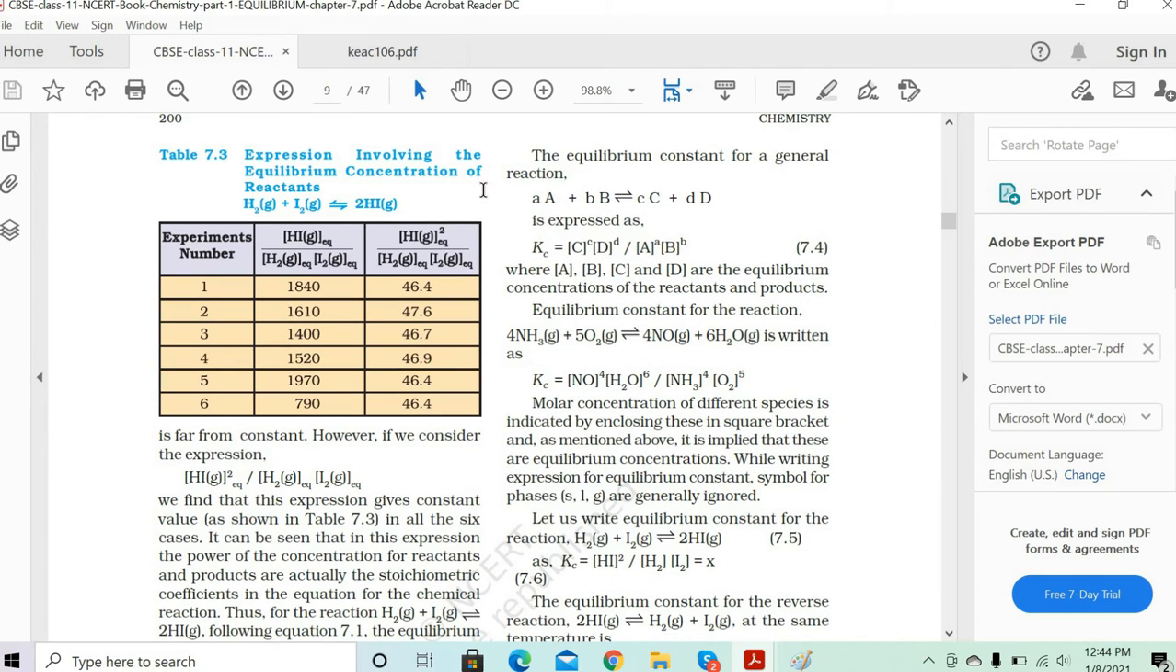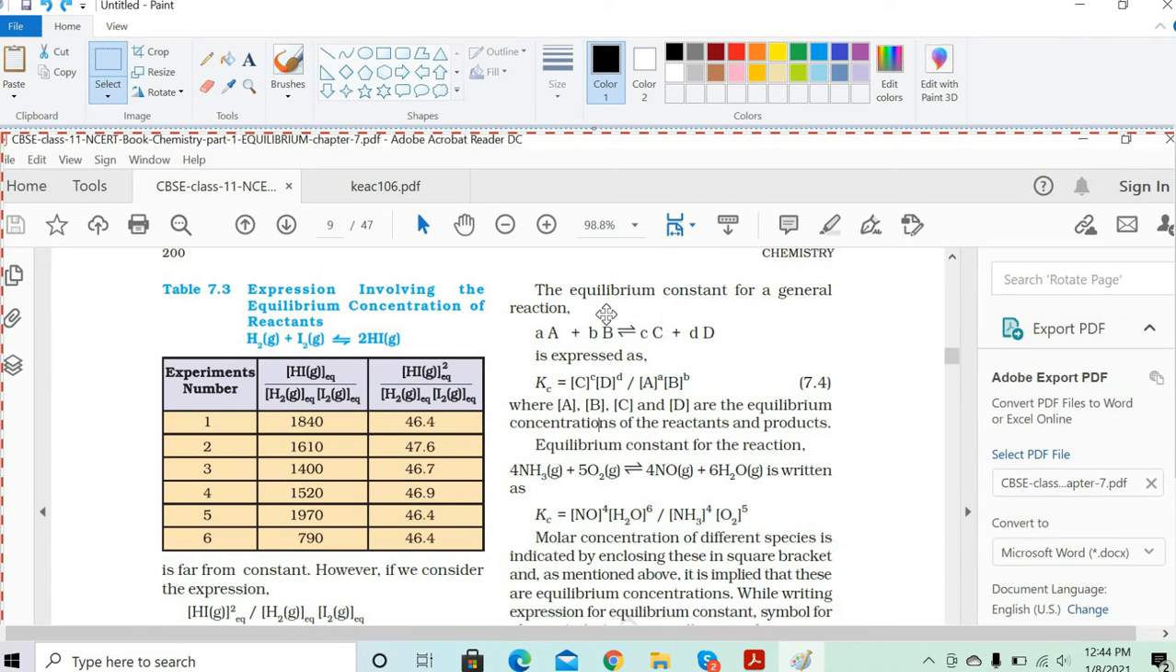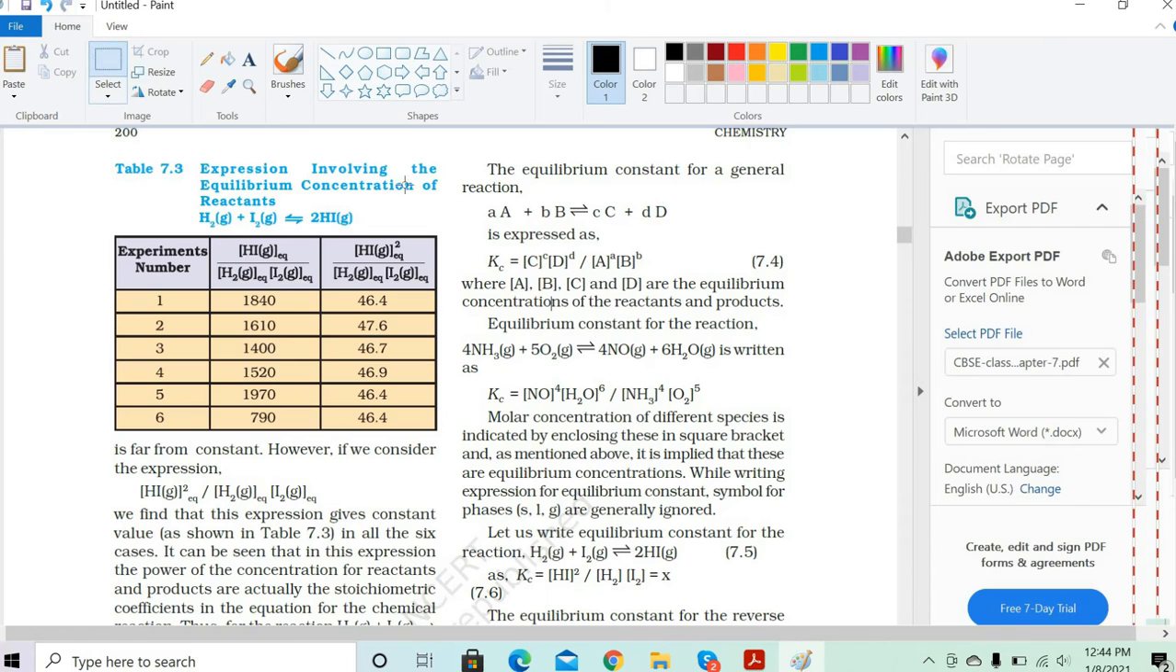Yes, sir. Now write down the equation for 7.4. Before 7.5, write down the general equation. If A is the number of moles of reactant A and B is the number of moles of reactant B, what will be the general expression? Equation 7.4. We should be able to form the equation 7.4.